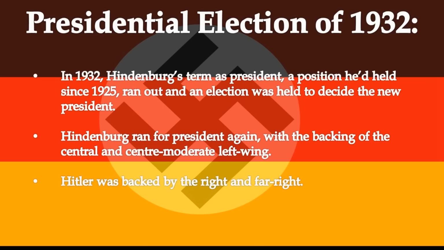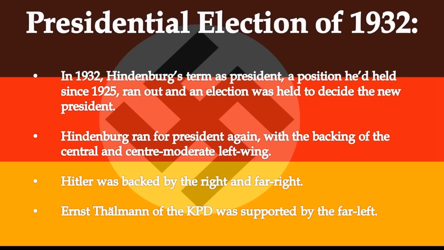And Hitler was, of course, backed by the right and the far right, so the NSDAP, the DNVP, and also some other right-wingers, because remember, the Nazis were becoming very popular in this era, as could be seen from some of the previous graphics with the amount of seats they got.